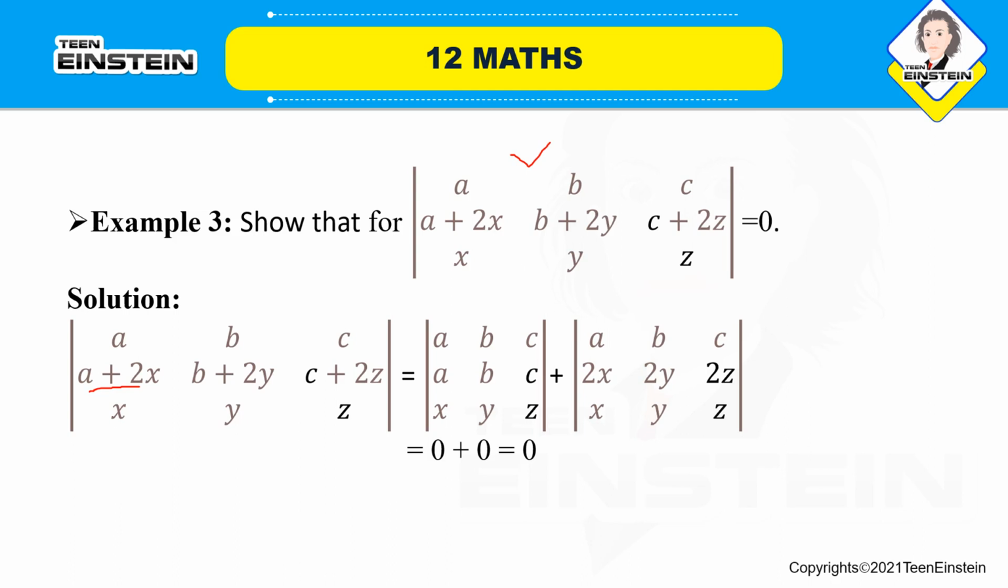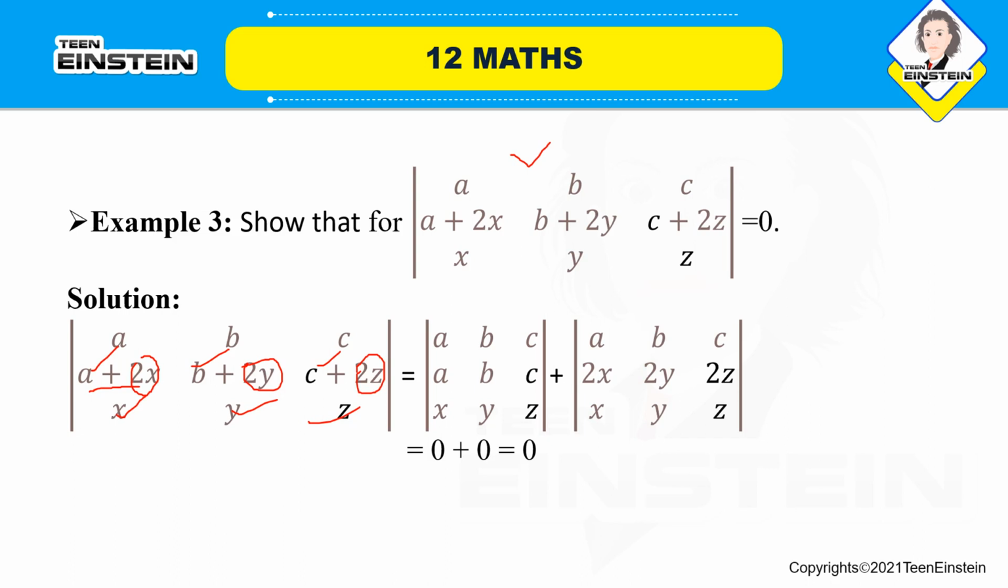So this is A, B, C, then A, B, C again in the second row, then the third row is X, Y, Z, plus the second determinant is A, B, C and the second row elements are 2x, 2y, 2z. In this sum we have two terms, a and 2x, so we consider the second term for the second determinant. Then the third row is x, y, z.